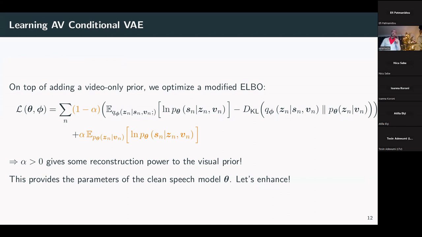So you have here a very huge formula. The black part is the standard evidence lower bound for a VAE. And what we have done is we have basically downscaled this a little bit, multiplied by 1 minus alpha, and then added an additional term, which enforces a reconstruction, to give some reconstruction power to the visual prior, right? With, of course, exactly the very same decoder. And this actually forces the network to pay attention to the video signal.